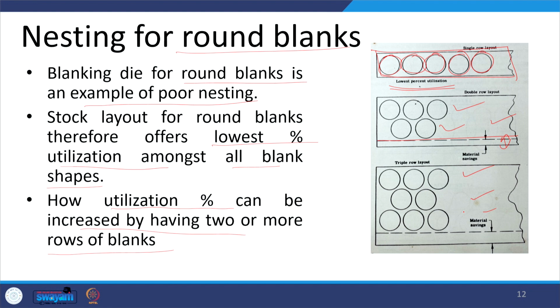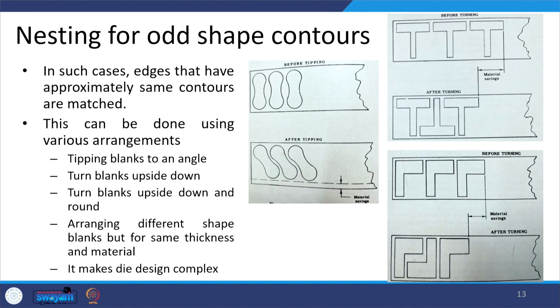The idea here is to identify how the round blanks should be cut from the given stock material, so that our material utilization can be enhanced and the scrap can be minimized. Say, nesting for odd shape contours. If we simply do the nesting in this particular way, this is called before tipping. If we do not give any inclination for making the products while cutting, this will result in more scrap and less utilization.